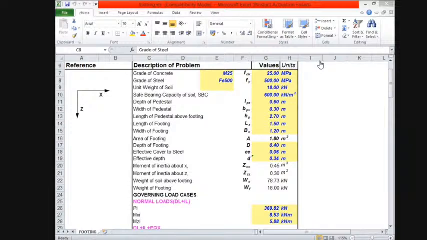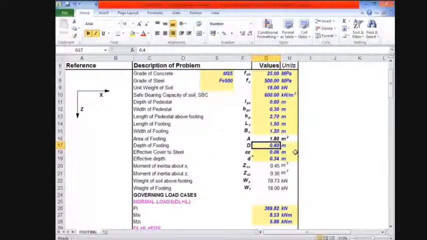Okay. So based on that, the area was also calculated. If you take 1.5 by 1.2, the area of footing is calculated from this length and breadth, so 1.5 into 1.2. The next one is the depth of the footing. The depth of the footing is 150 mm, no, I have considered 400 mm. That is also based on the designer's requirement.